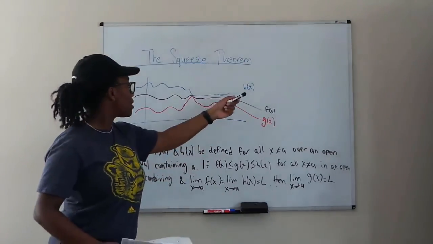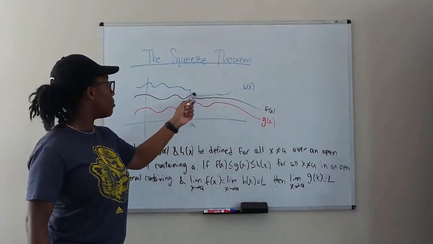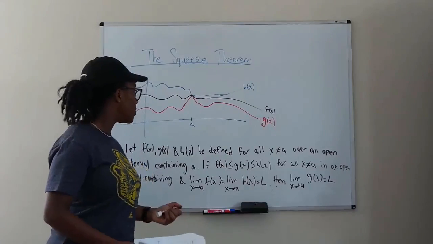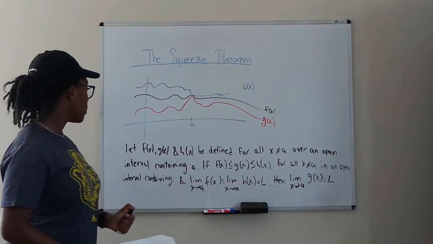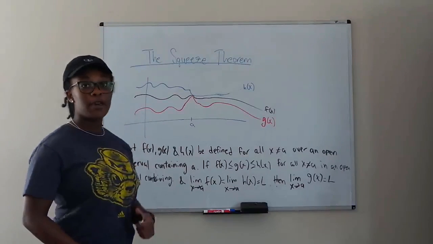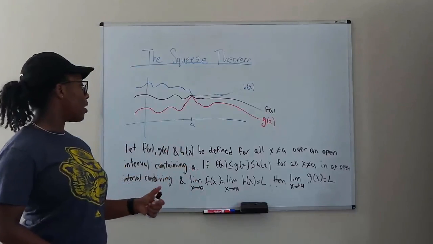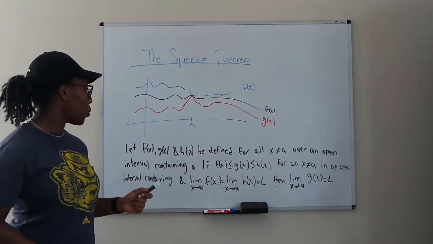And then we have h of x on top, g of x on bottom, and then f of x is just squeezed in the middle, which is called the Squeeze Theorem, or you might hear it called the Sandwich Theorem. It's just because it's sandwiched or squeezed in between these other two values. Okay, so it's saying we need f of x, g of x, and h of x to be all defined for all x's that are not equal to a over an open interval.